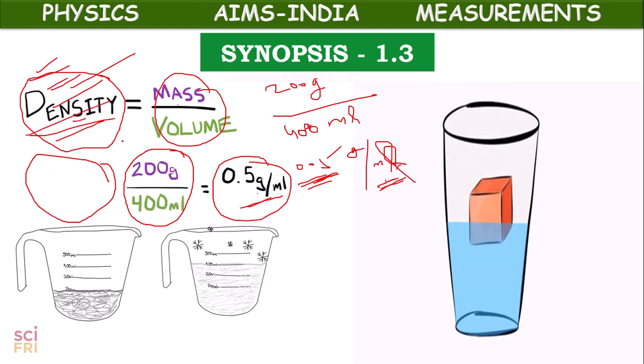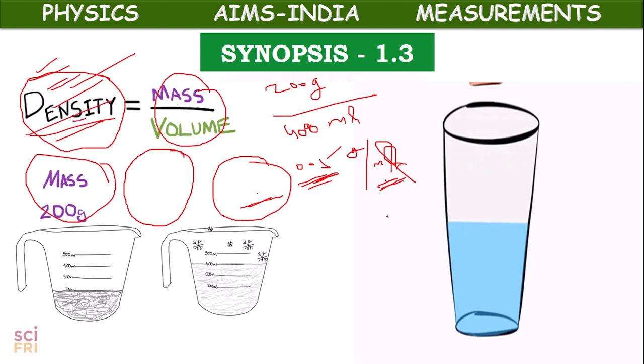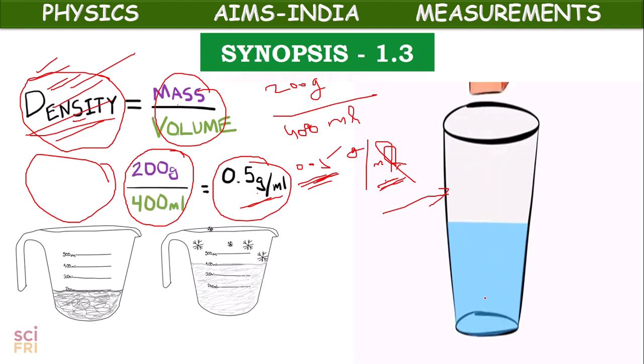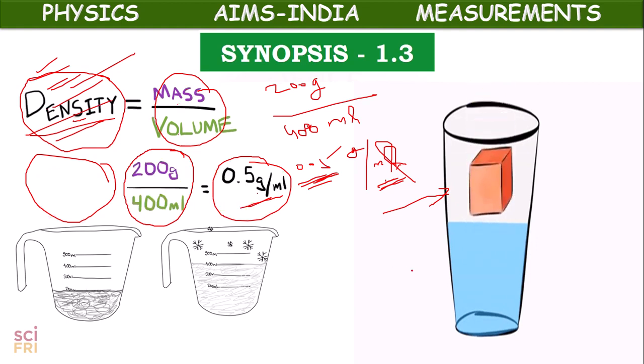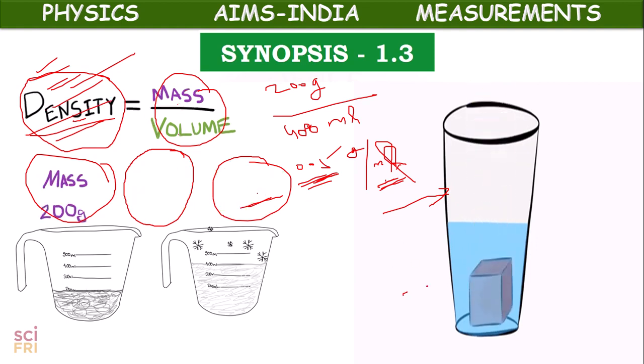By using this property, we can tell whether an object, like this block, will sink in this fluid or whether it will float like this. Based on the density property, we can decide whether it will sink or float.